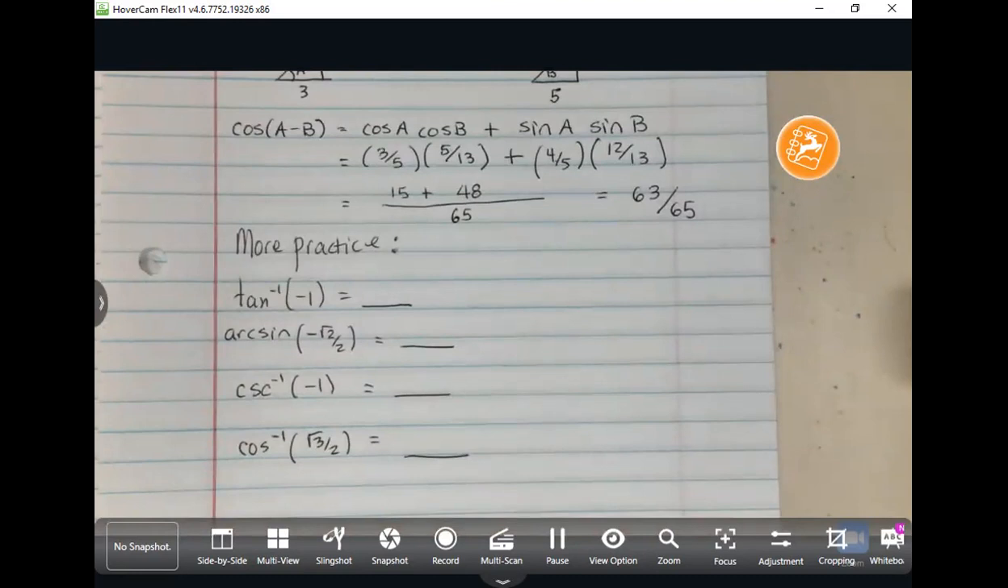Ask yourself: tangent of what angle is -1? Sine of what angle is negative square root of 2/2? Cosecant of what angle is -1? Cosine of what angle is square root of 3/2? Those blanks must contain angles. For all of them, except for the cosine, they must be acute angles. For the cosine, that one is an acute angle because that's a positive number.